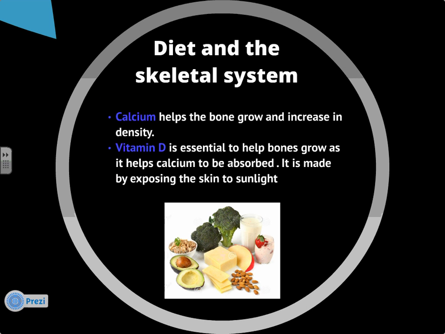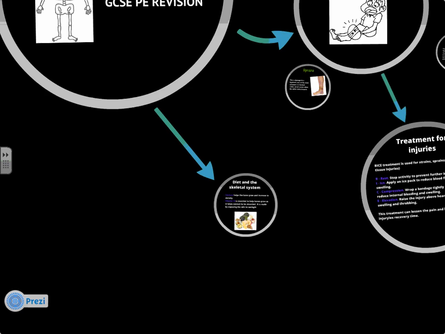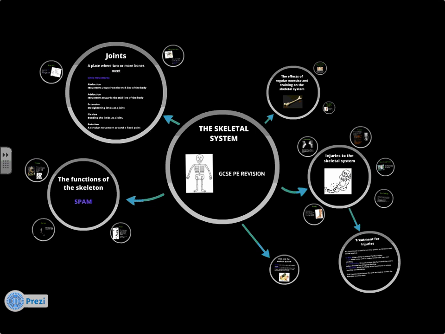Diet and the skeletal system. Calcium. This helps the bones grow and increase in density. Vitamin D is essential to help bones grow, as it helps calcium to be absorbed. It is made by exposing the skin to sunlight. That ends the skeletal system.